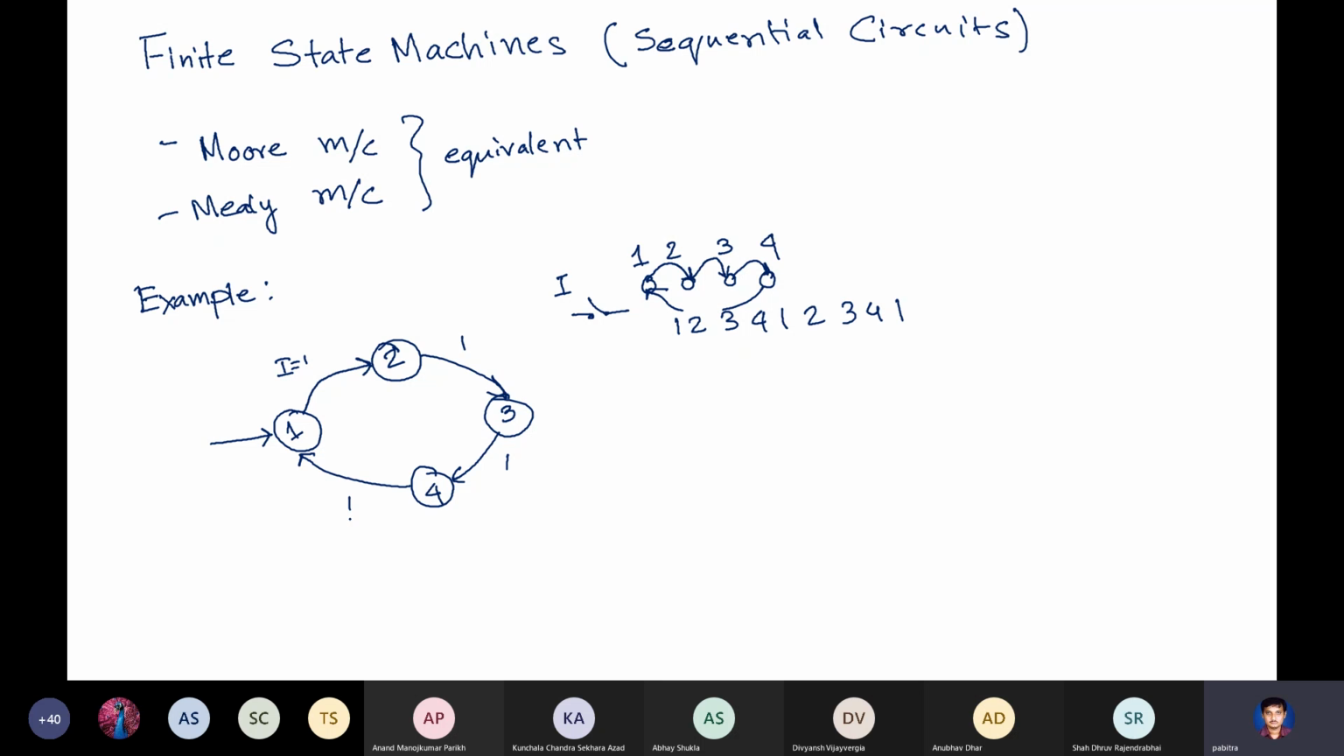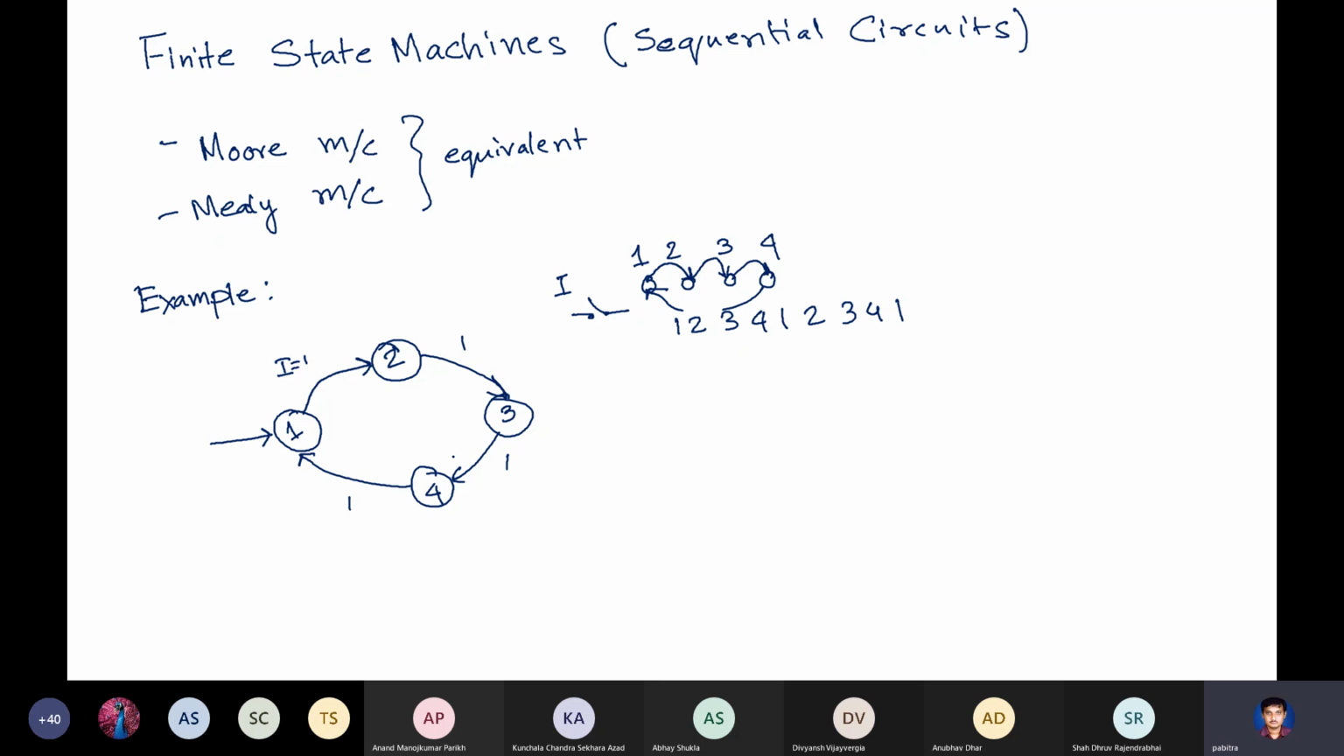Note that in this particular case, the output, which is the LED which is glowing, is the same as the state number. So here the output is the first LED glowing, the second LED glowing, and so on. It's the same as the state number. So this is an example of a finite state machine.